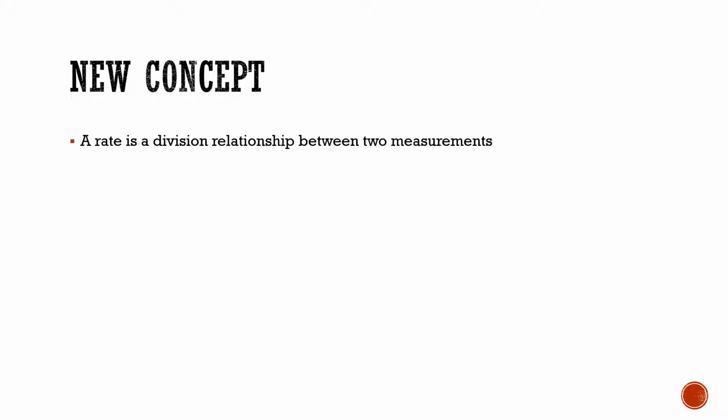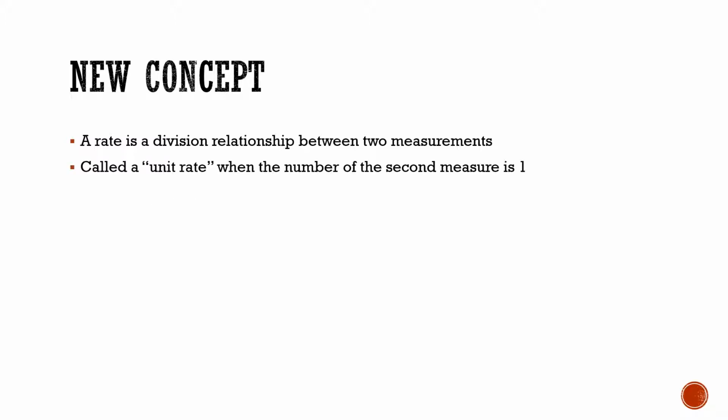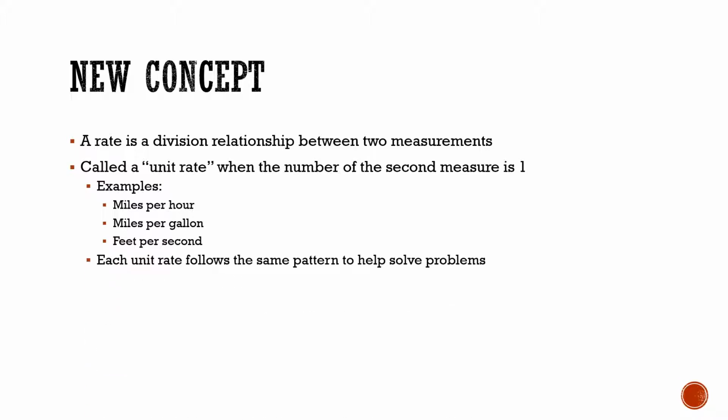Today we're going to talk about a rate, which is a division relationship between two measurements. It's called a unit rate when the number of the second measure is 1. Usually your time is going to be 1. So for example, we have miles per hour. That's a unit rate. How many miles can you go in 1 hour? Miles per gallon. How many miles can your car drive with 1 gallon of gas? Feet per second. That's another speed one, same as miles per hour.